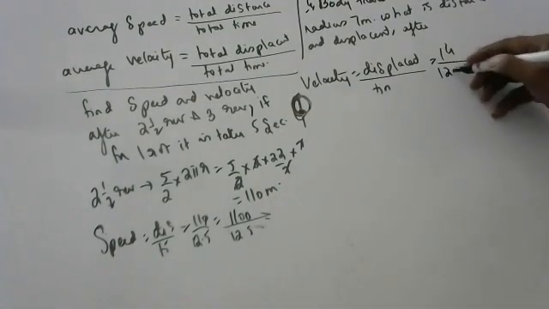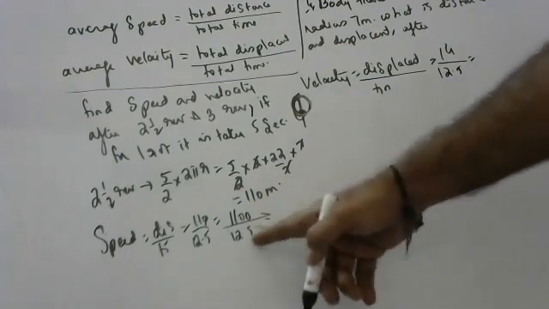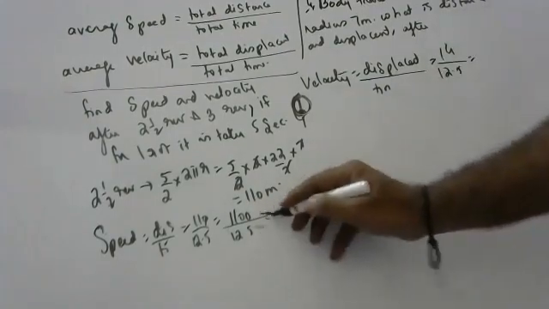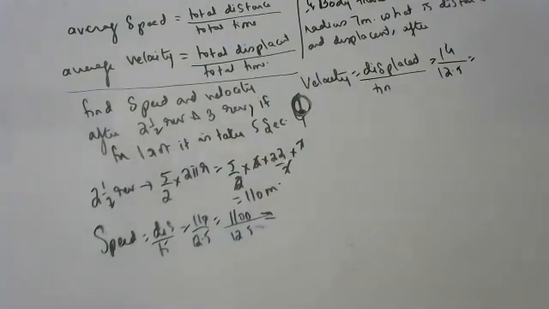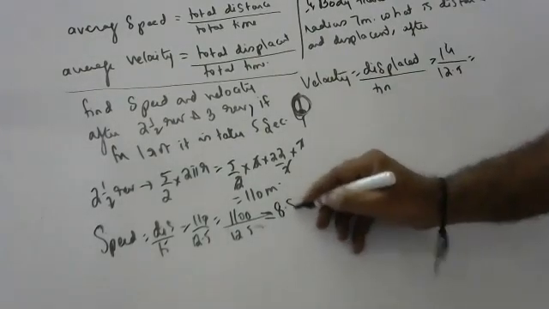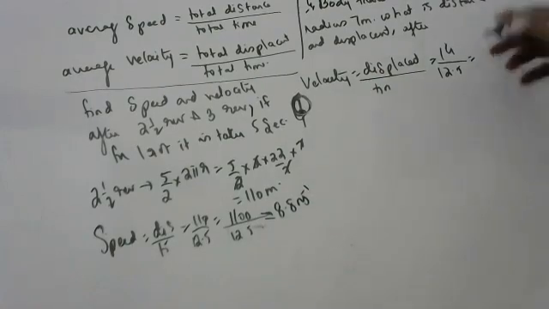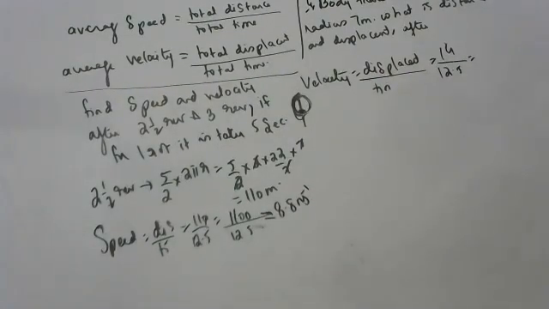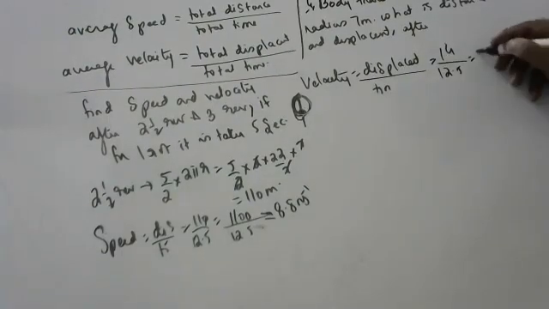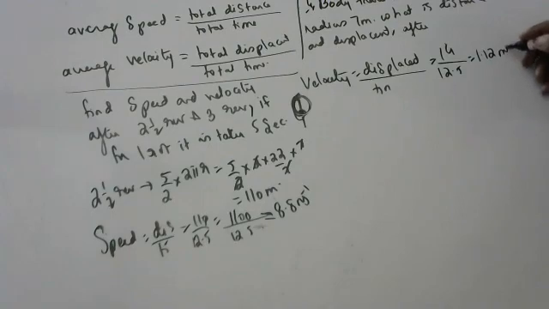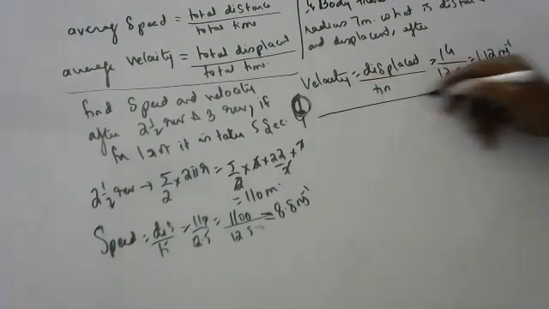Here also we need 14 by 12.5. Can anyone help me? 1100 by 125 is how much? 8.8. So 1100 by 125 is equal to 8.8 meters per second, that is the speed. And 14 by 12.5 is 1.12 meters per second, that is the velocity. Very good. Thank you so much, children.